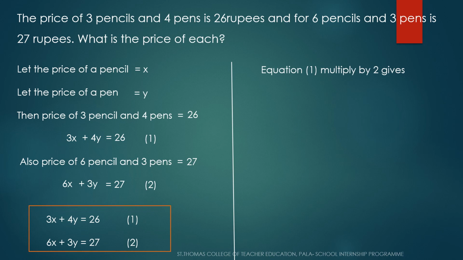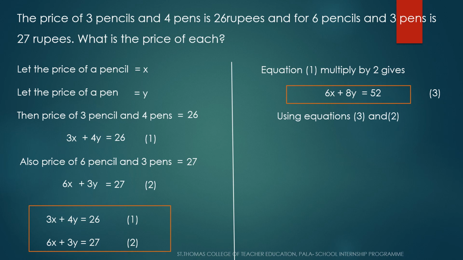So what do we get? We have 3x plus 4y equal to 26. By multiplying it by 2, we get 3x into 2 is 6x, 4y into 2 is 8y, 26 into 2 is 52. And we call this equation number 3. And remember, we didn't change the second row. That is, there is no change for the second equation, and we write it as equation number 2. Now let's compare 2 and 3. What is 3? 6x plus 8y equal to 52. What is equation 2? 6x plus 3y equal to 27.